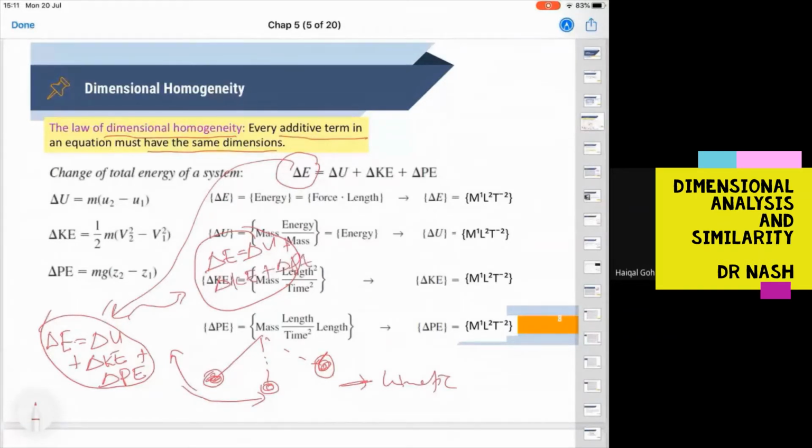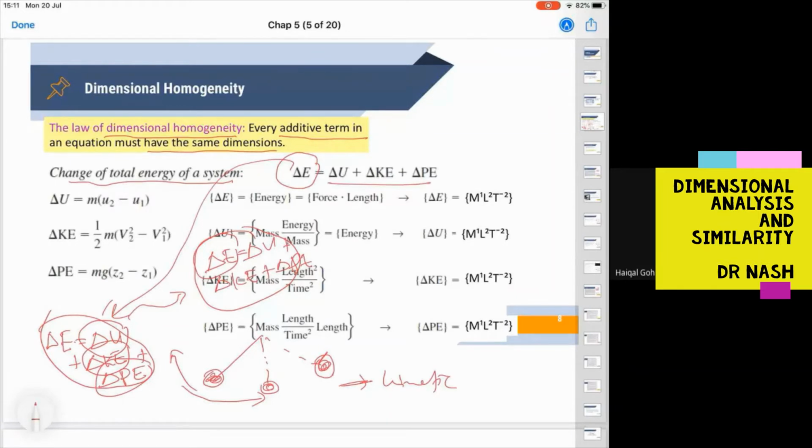And then if you look carefully, how come we can add the internal energy, kinetic energy and potential energy, and then it is equal to the total energy? Kenapa begitu? Kerana setiap terms ni actually has the same dimension. Cuba kita tengok change in the total energy of the system. Ini yang saya sebut tadi.